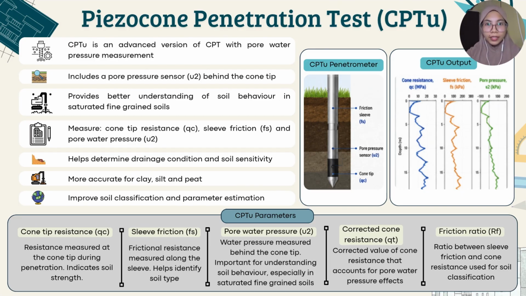Moving on to the main parameters obtained from CPTU testing. First is cone tip resistance, qc. This shows the strength of the soil. Higher qc means stronger soil. Second is sleeve friction, fs. This helps identify the soil type based on friction along the cone. Third is pore water pressure, u2.